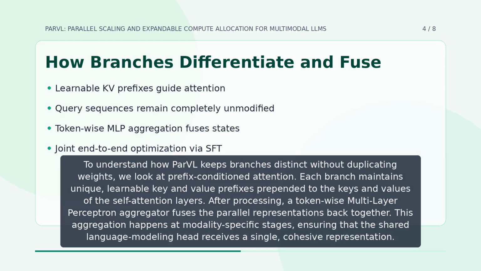To understand how ParVL keeps branches distinct without duplicating weights, we look at prefix-conditioned attention. Each branch maintains unique, learnable key and value prefixes prepended to the keys and values of the self-attention layers. After processing, a token-wise multi-layer perceptron aggregator fuses the parallel representations back together. This aggregation happens at modality-specific stages, ensuring that the shared language modeling head receives a single, cohesive representation.